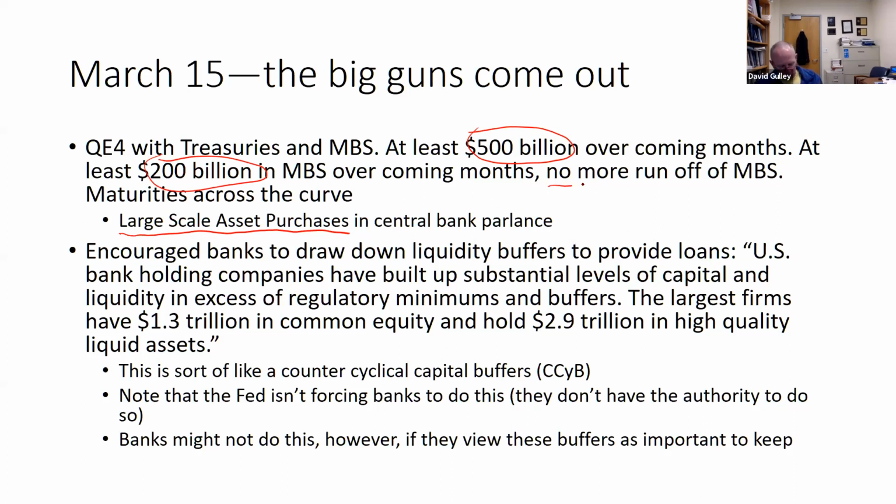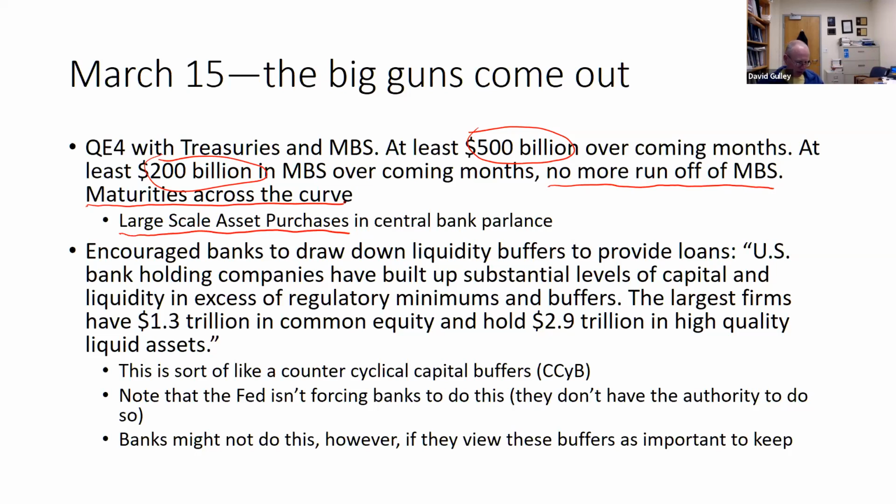They've also pledged to not let any more mortgage-backed securities run off their balance sheet. They had recently been letting mortgage-backed securities mature and fall off their balance sheet, replacing them with treasuries. So they were substituting more treasuries for fewer mortgage-backed securities, and they've stopped doing that. They've also suggested they're going to buy these treasuries across the curve, meaning all the way from short-term maturities out to long-term.